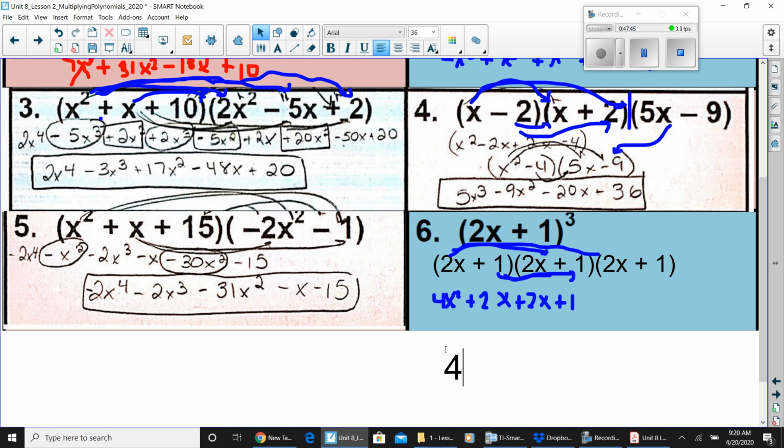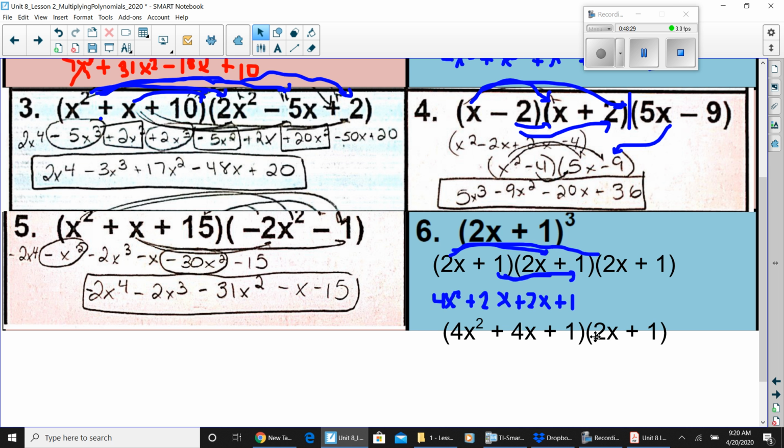So now I would have 4x squared plus 4x, because 2x plus 2x equals 4x, and then plus 1. And you set it up like this, right? That's the answer to just 2x plus 1 times 2x plus 1. Then you just bring the other 2x plus 1 down, just like that.